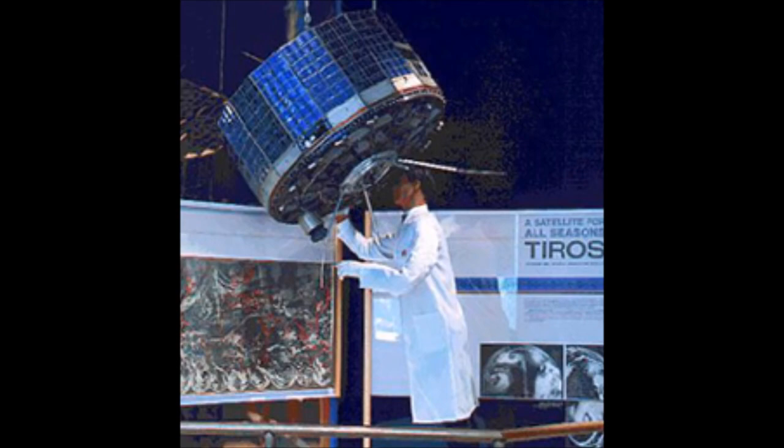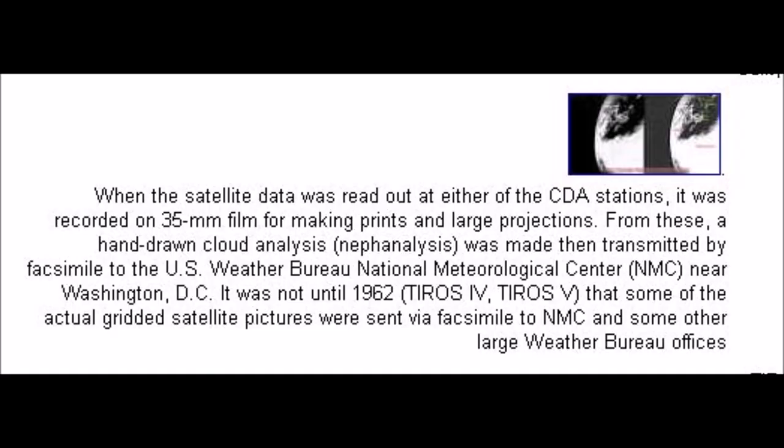So, now get this. When the satellite data was read out at either of the CDA stations, it was recorded on 35mm film for making prints and large projections. From these, a hand-drawn cloud analysis was made, then transmitted by fax to the U.S. Weather Bureau National Meteorological Center near Washington, D.C. So, I don't get why they have to draw these by hand if they have the pictures, but it's just so ridiculous.